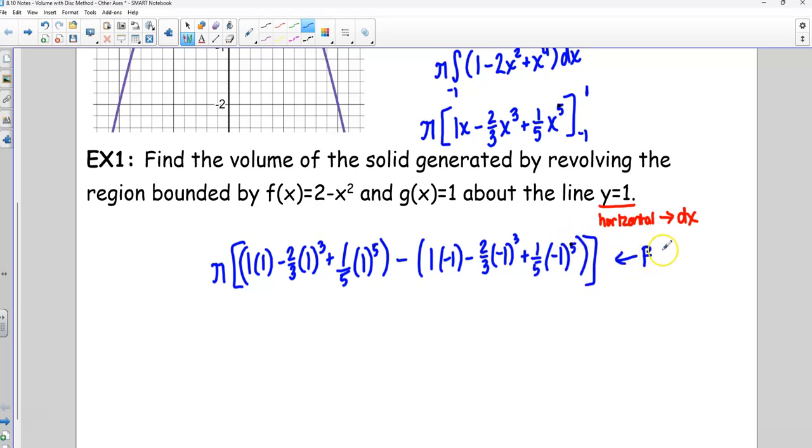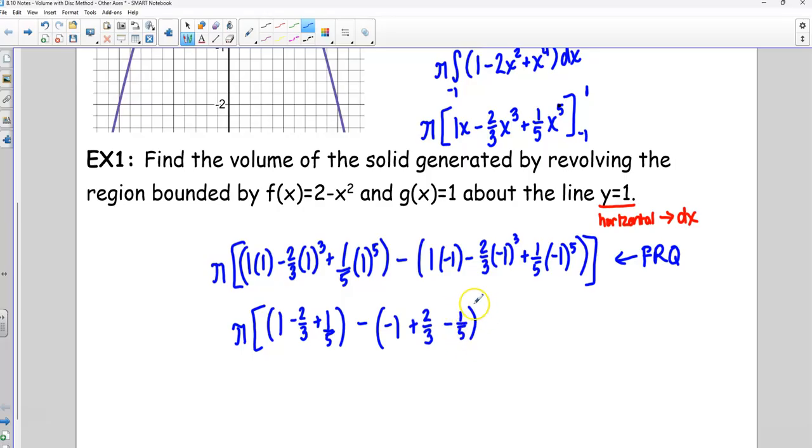On an FRQ, you could stop. You wouldn't have to simplify any further, but it's just 1, so it's not terrible. Let's keep going. And we're going to have 1 minus 2/3 plus 1/5. And then we'll have -1. Odd power right here, that -1 stays negative, but then we got a negative here, so it's going to be plus 2/3 minus 1/5 there.